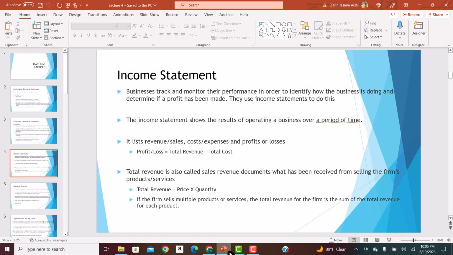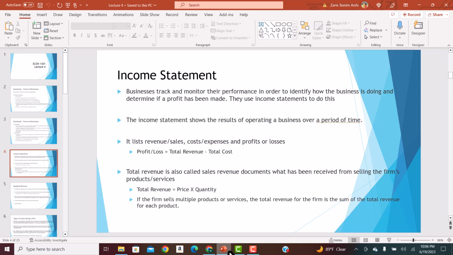We also learn a little bit about the income statement. You're going to learn this if you take an accounting class. This is something that will be bread and butter for you. But again, I just wanted to give you an idea of the income statement, because we are talking about businesses, and the income statement is very important for a business to see how they are doing.